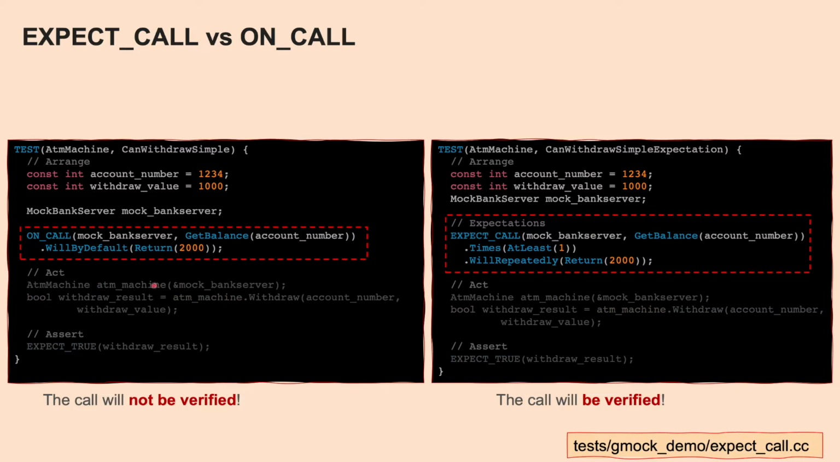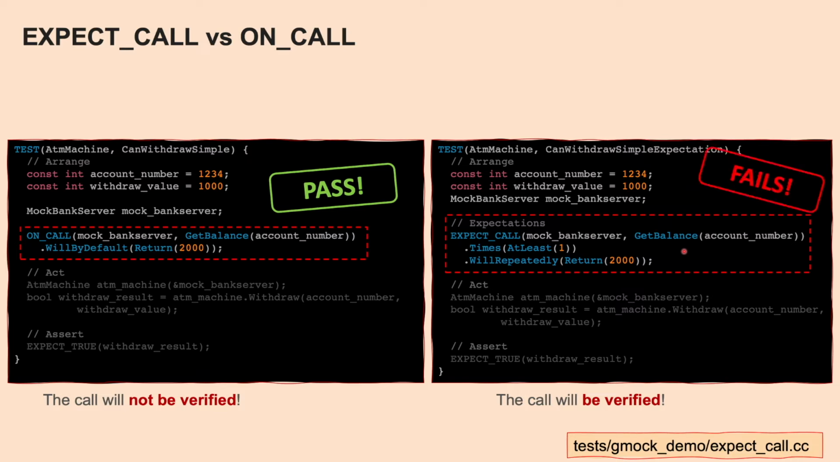In fact, if you go ahead and comment out these lines here and here, on the left, the test still passes because all we said is that if getBalance was called, return something for it. However, if we didn't call it, nothing bad happens. The test doesn't have any reason to fail, so it will pass. On the right, however, we are saying getBalance should be called at least one time, and then if it was called, return 2000. So if for any reason getBalance is not called, which is the case, the test will fail. This is the most important difference between expectCall and onCall.